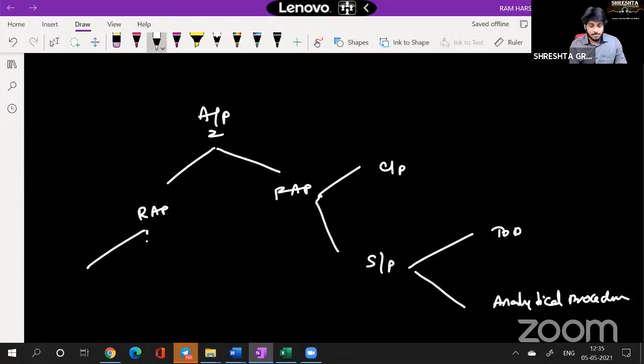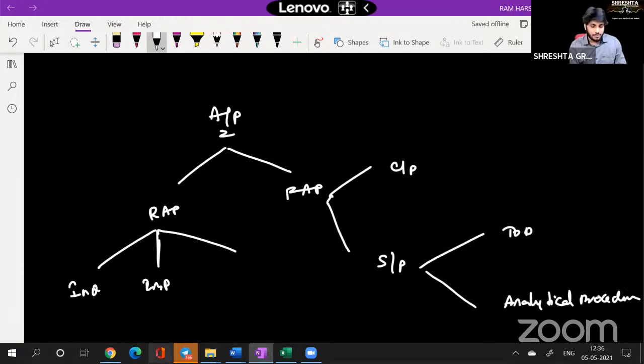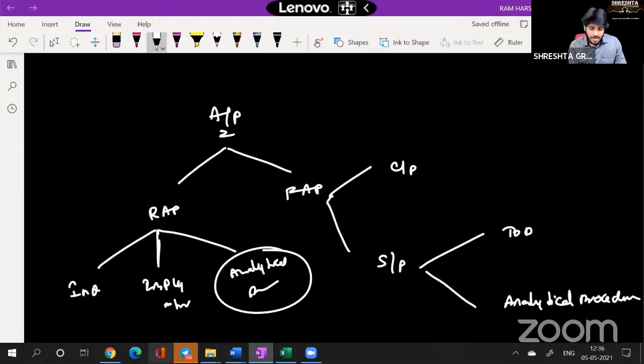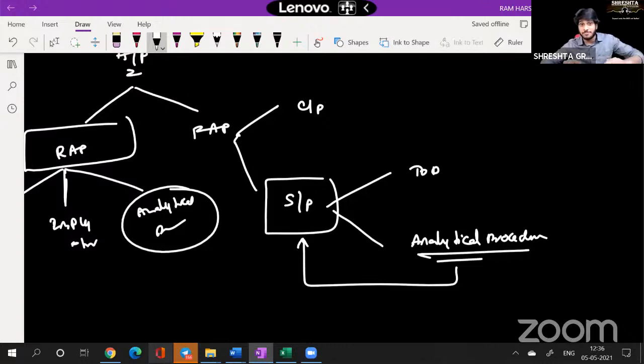Again, if you look at risk assessment procedure, it broadly has three elements: one is inquiry, another is inspection and observation, and another is analytical procedure. So analytical procedure is part of risk assessment procedure, and it is also part of substantive procedure. When you perform analytical procedure as part of substantive procedure, we call it substantive analytical procedure.